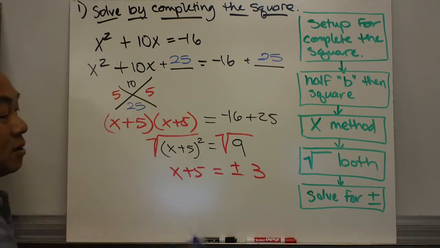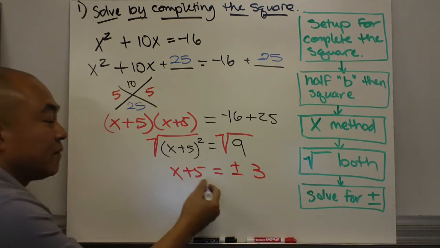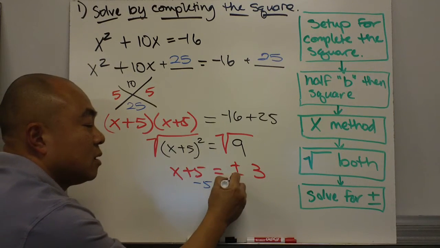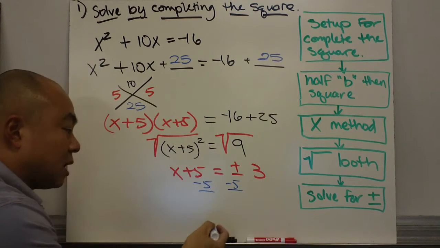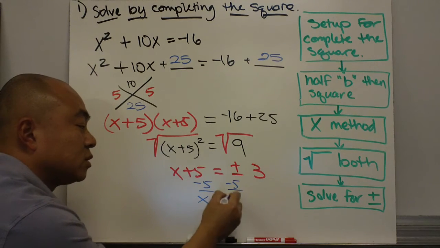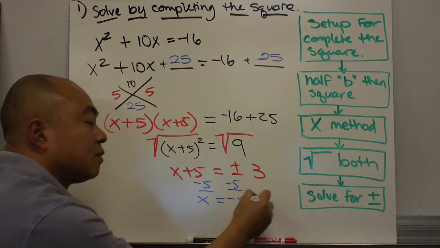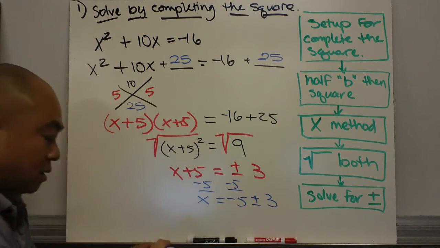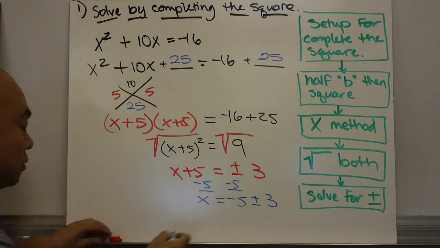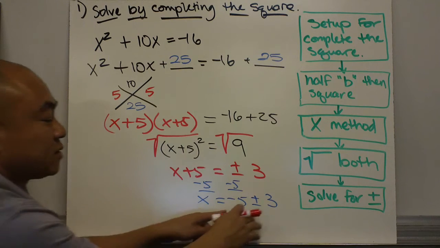Your final steps here: we're going to solve for both the plus and minus, but don't forget we still have a plus 5 here, so we're going to subtract 5 here, subtract 5 here, and that's going to give us x is equal to negative 5 plus or minus 3. And your two answers, what I would do here is just separate them.